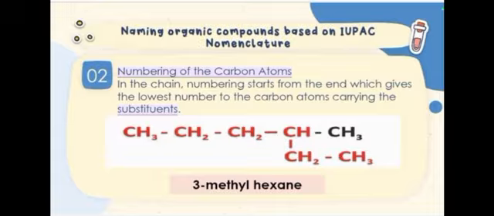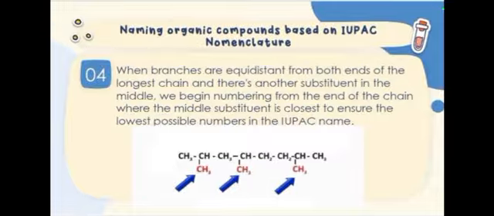Second one, numbering of carbon atoms in a chain. Numbering starts from the end which gives the lowest number to the carbon atom carrying the substituent. In organic compounds, the substituent is present on any one of the carbon atoms of the main chain. Start the numbering from the end where the carbon atom carrying the substituent has the lowest number. 3-methylhexane is an example.